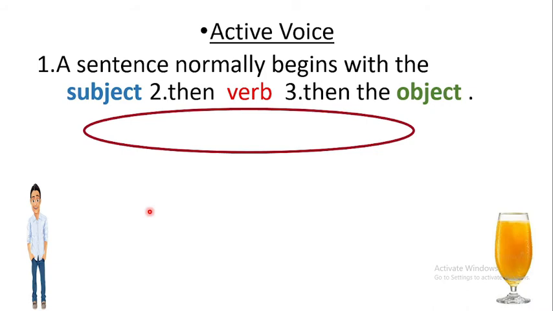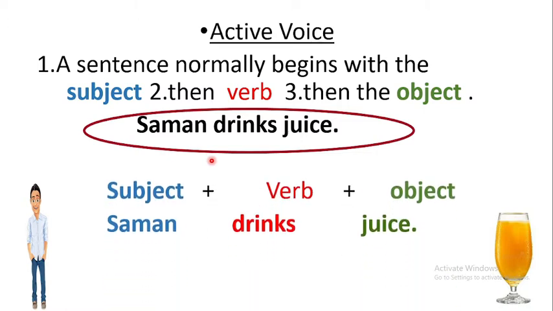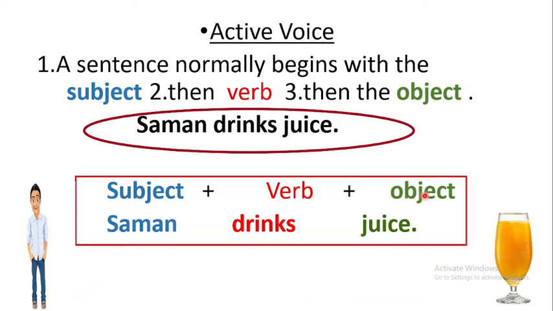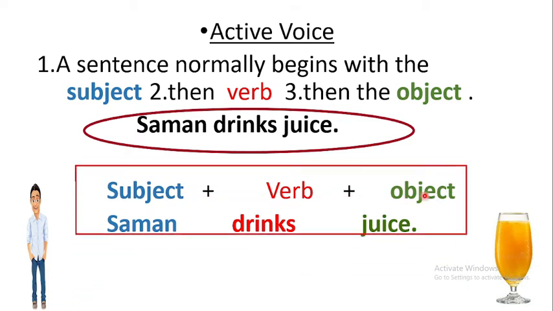Now we are going to learn about the active voice, that simple sentence. Always the sentence starts with the subject and next the verb, then the object. Now let's see. See, someone drinks juice. Someone is the subject, verb drinks and object juice. Here you have no difficulties.